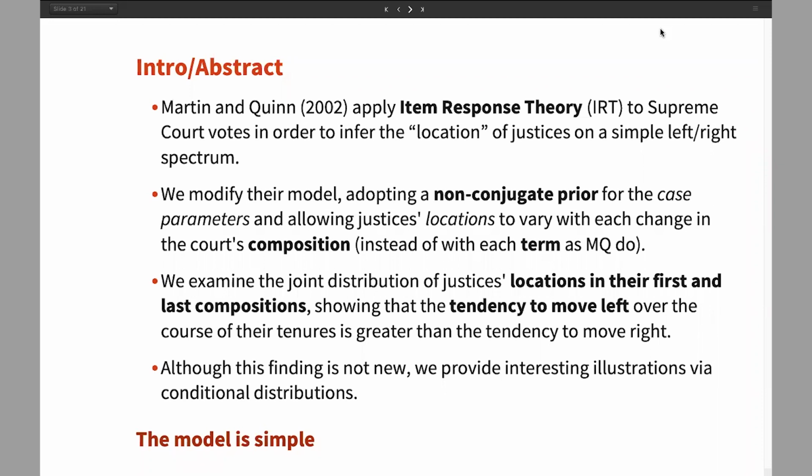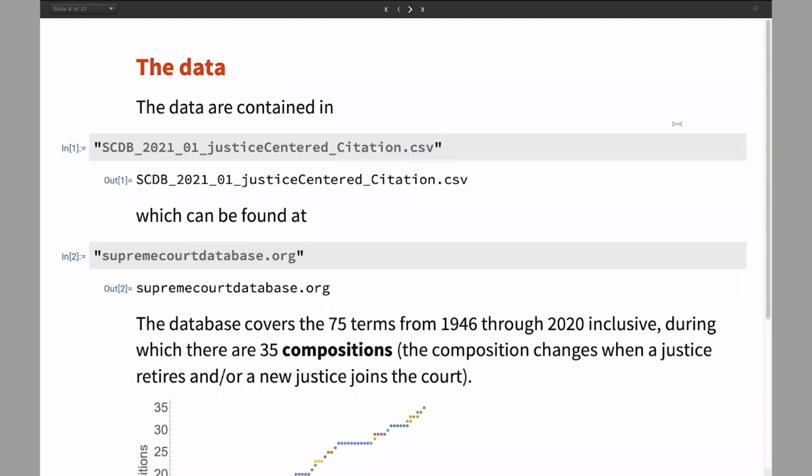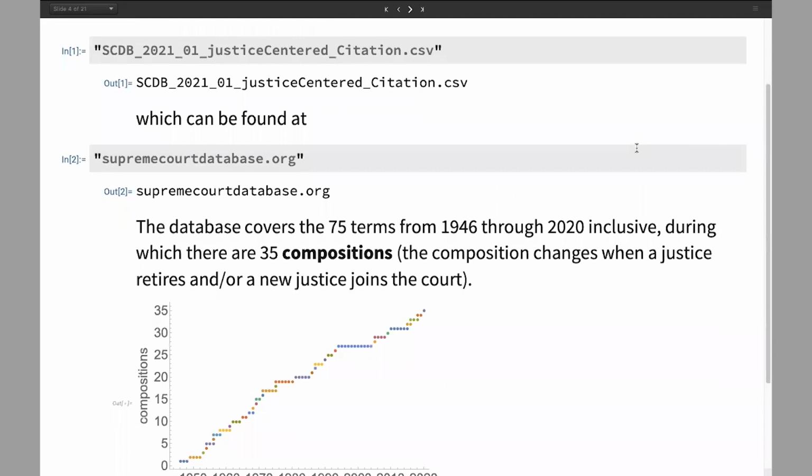We modify their model, adopting a non-conjugate prior for some of the parameters, and we change some other things around too. For the kinds of results that I'm going to show today, that probably doesn't make that much difference, but for the other things that we're interested in, it may make a substantial difference. Although the finding mentioned in the title is not new, I'm going to show some interesting ways to look at it. If you're ever interested, the data are contained in a CSV file located at a public website, supremecourtdatabase.org.